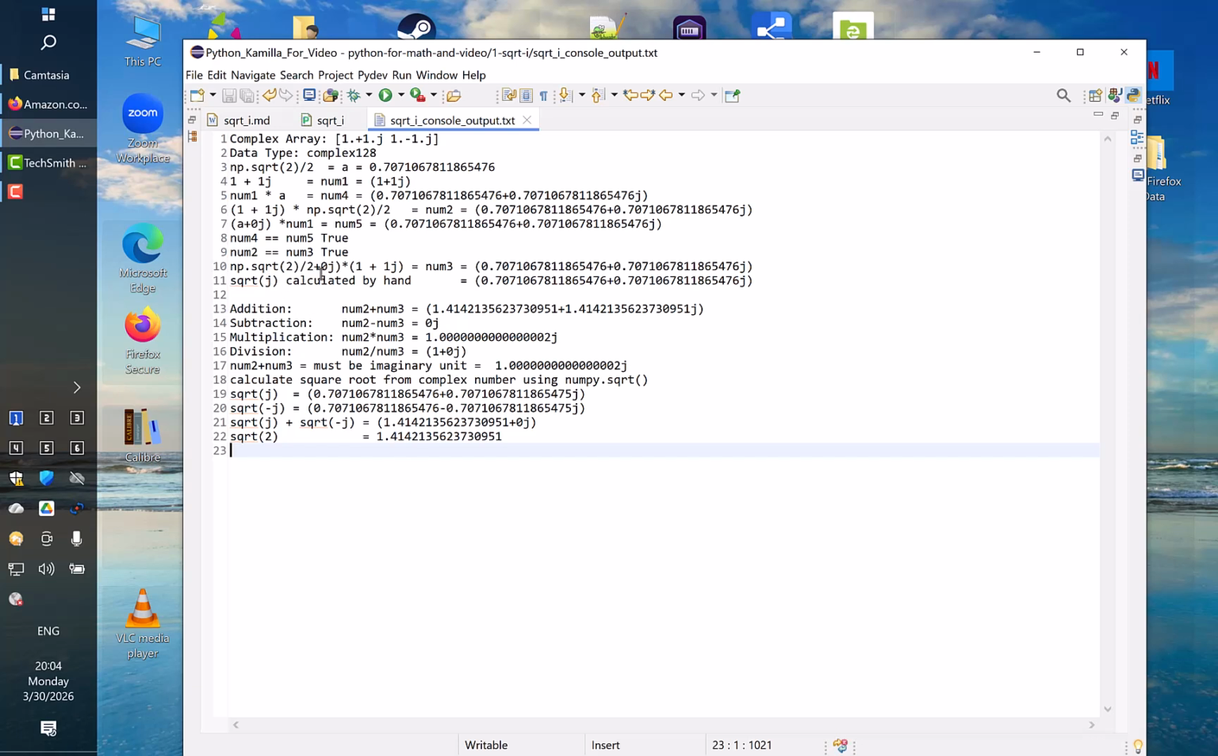We check sqrt. And then we have the square root of negative j. We got the same number but the conjugate. If we add these two numbers, the imaginary part will be eliminated, and we have square root of j plus square root of negative j equal to square root of 2. And simply square root of 2 will be the same number.